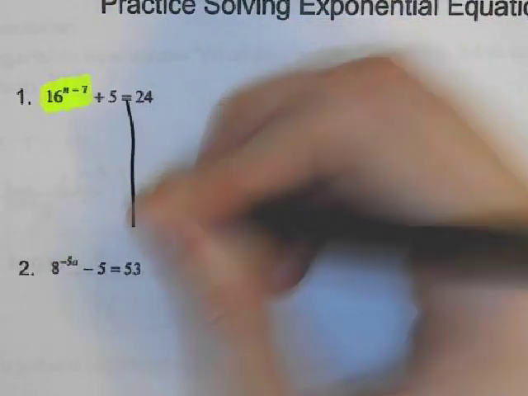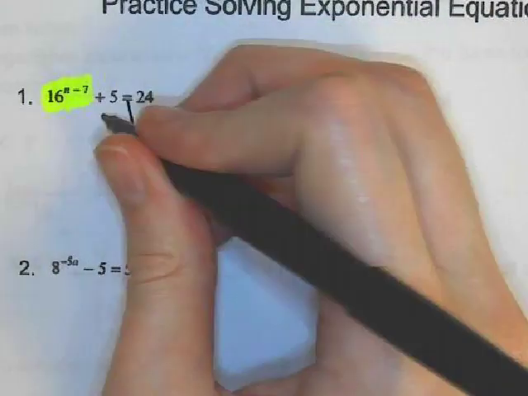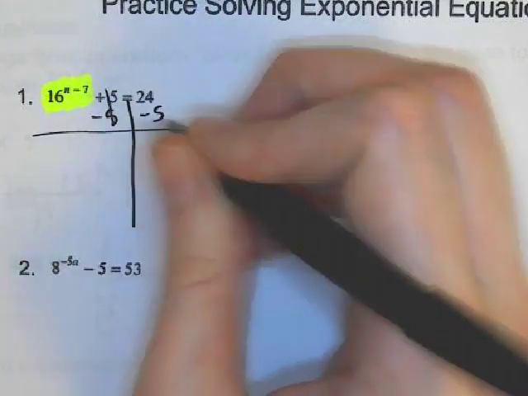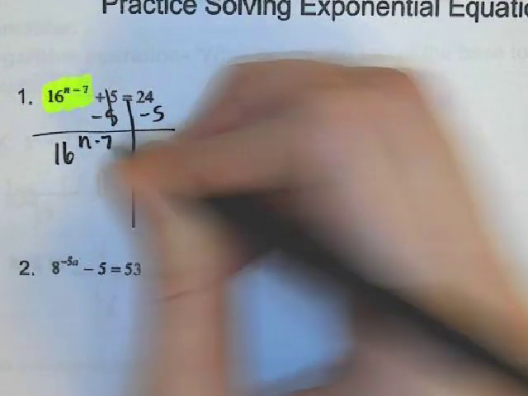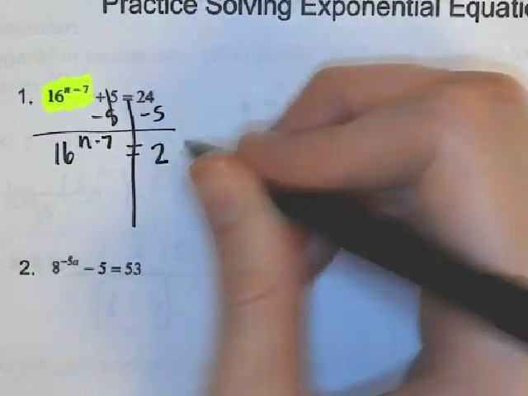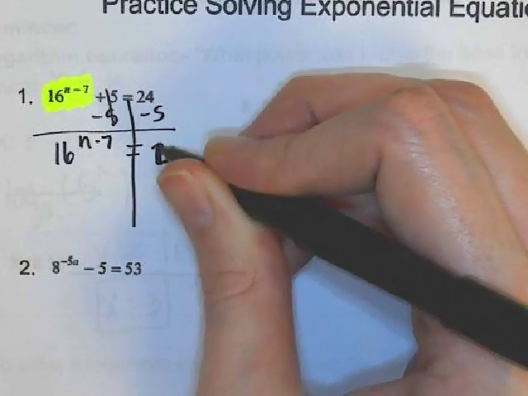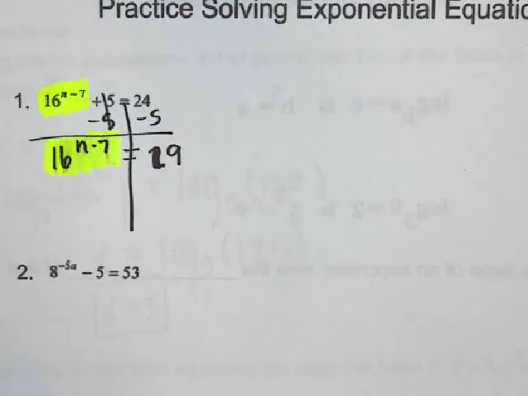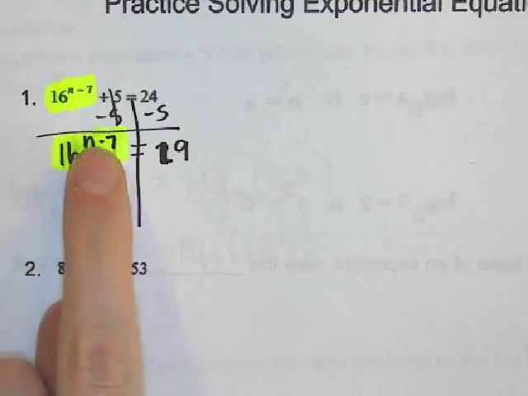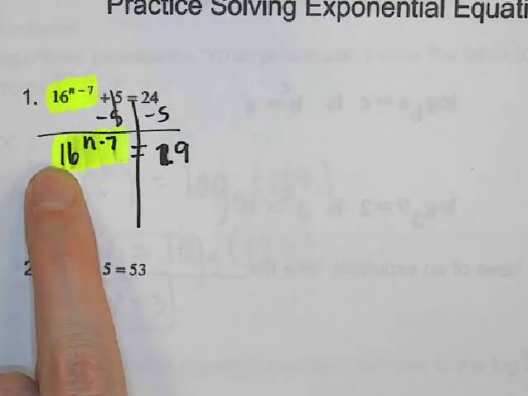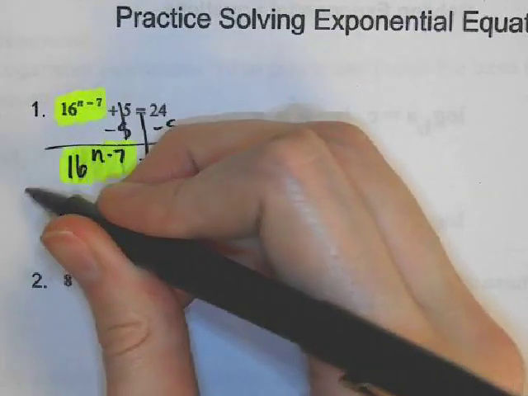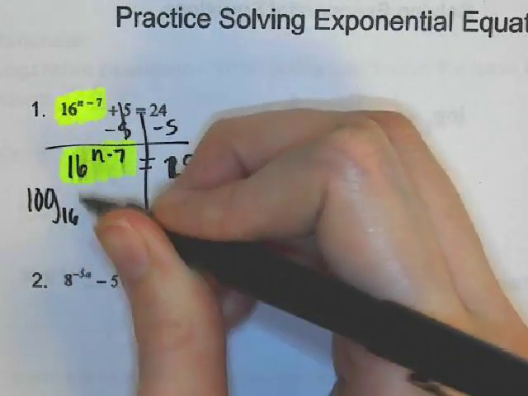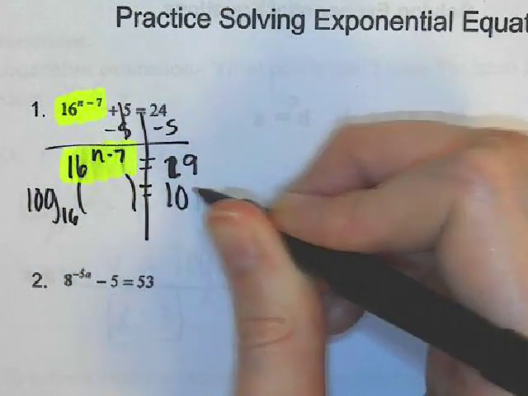Draw a line down the equal sign. In order to get rid of this plus 5, we're going to subtract 5 on both sides. Drop it down, 16 to the n minus 7 equals 19. Okay, so now when I look at the left side, we have the exponential piece isolated. We have 16 to the n minus 7. But in order for me to solve for n, I have to get rid of that exponent base. So to get rid of the exponent base, I'm going to take a logarithm base 16 of both sides of the equation.